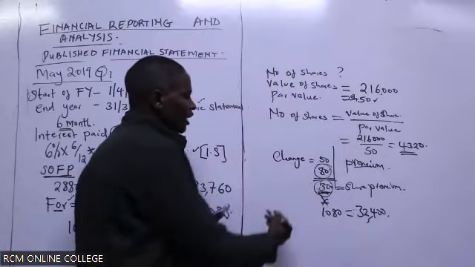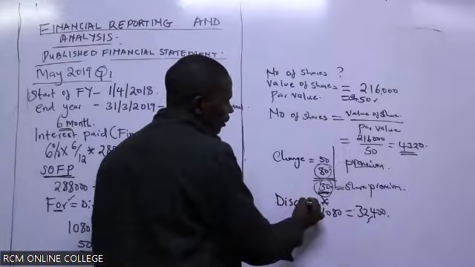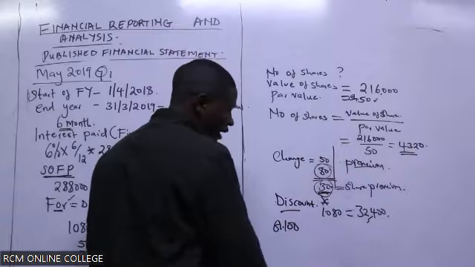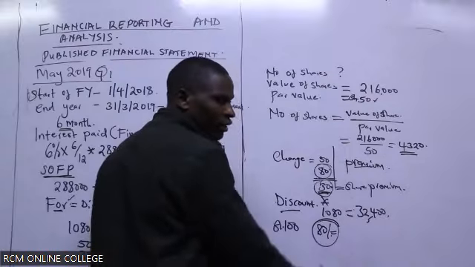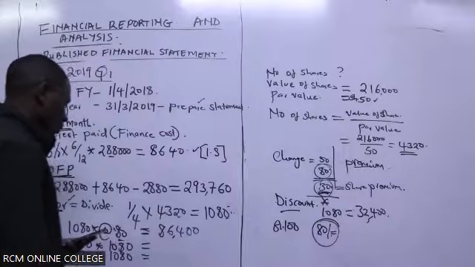By the way, that shows you that they issued at a discount. Since it was costing 100 per share, they have issued at 80. This means it is at a discount. Na hiyo ndio inaleta nini? Ndio inaleta the share premium. I hope now it's well understood.